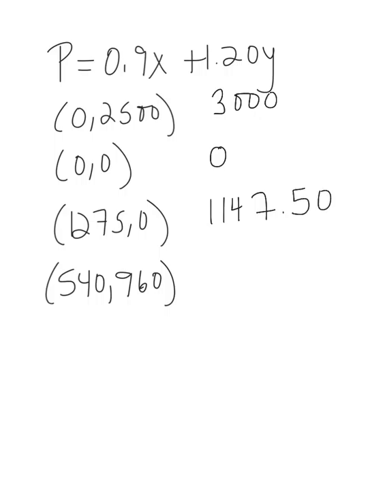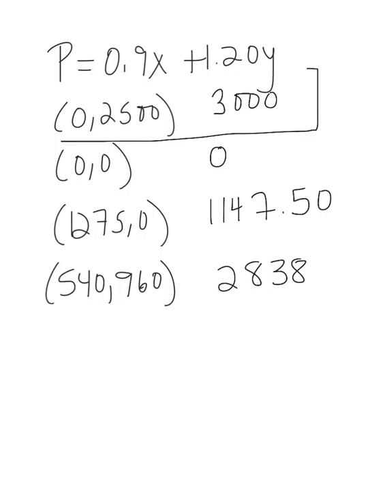2,838. So clearly, this indicates that the profit is going to be maximized if 2,500 pounds of regular hot dogs and no all-beef hot dogs are produced, because that 3,000 is the largest of those four numbers.